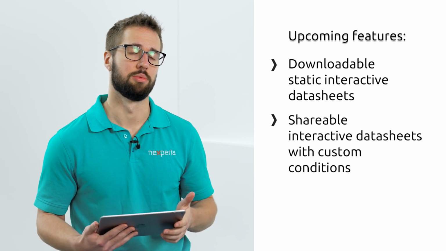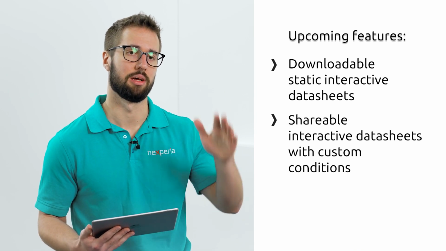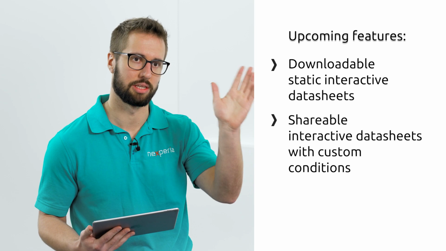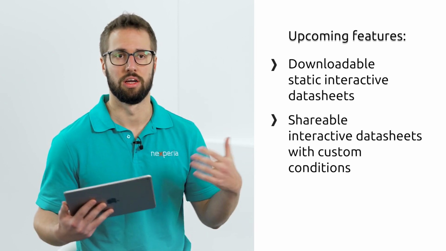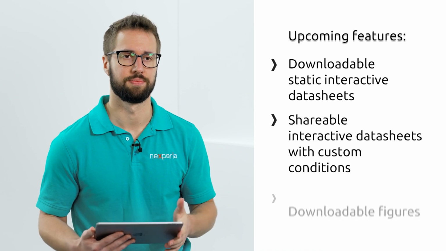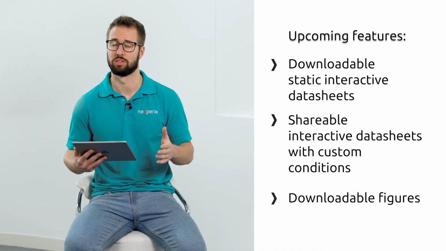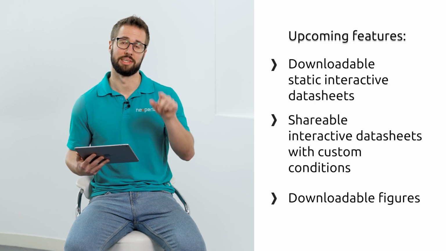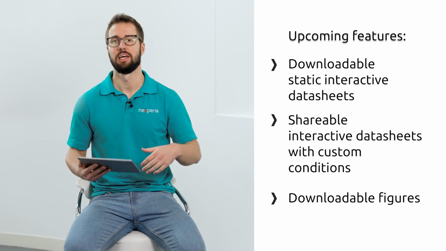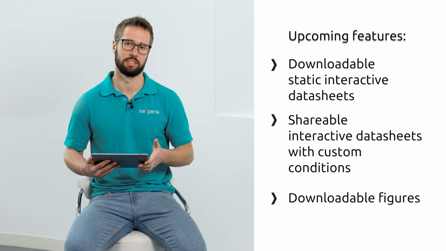Another one is shareable interactive datasheets. That's where you set up your custom conditions, again interact with the interactive datasheet, and then you can share it with your colleagues or share it out with whoever you want to share it with. And the last one, which will take longer to implement, is downloadable figures data. That's where you'll be able to download the figure data itself to something like a CSV or Excel or anything else. So with all these features coming out, watch this space. This is only the beginning for interactive datasheets.